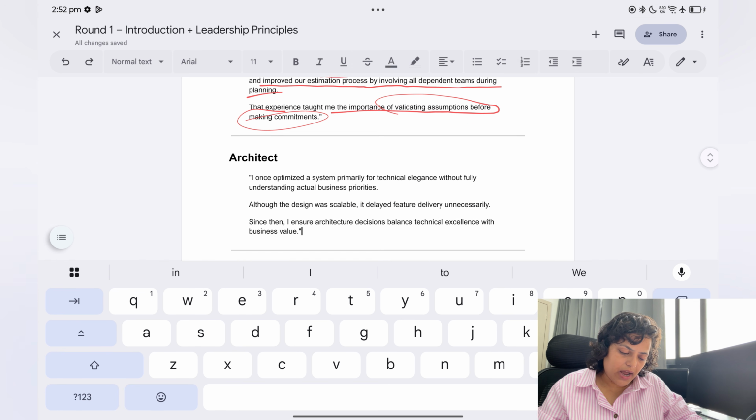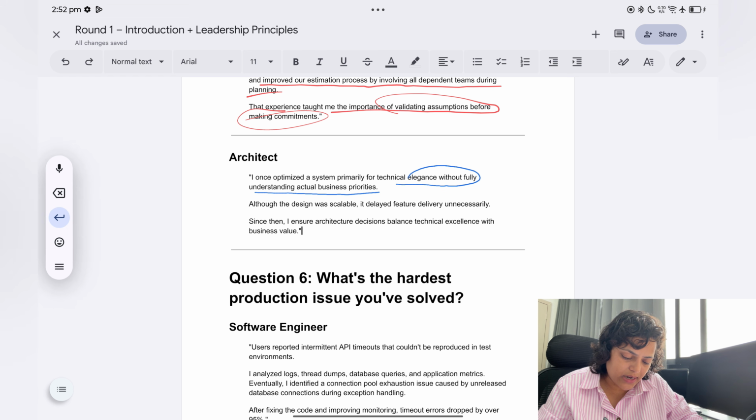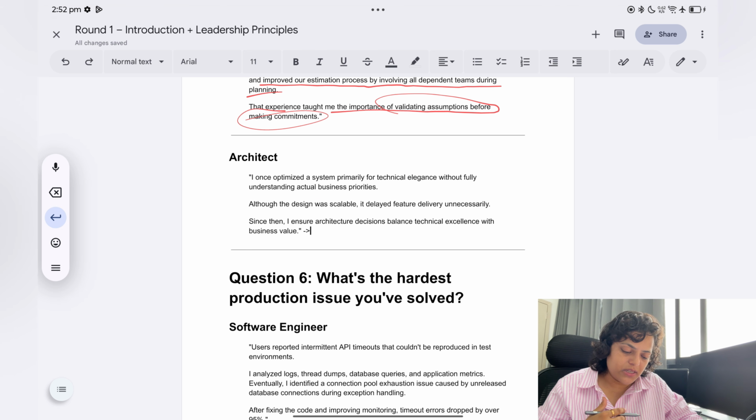Okay, so now what will the architect answer for this? The architect will answer that I once optimized a system primarily for technical elegance without fully understanding the actual business priorities. Okay, here he is talking about the business priorities. Although the design was scalable, it delayed feature delivery unnecessarily, because he had prioritized that task first. Since then, I ensure architectural decisions balance technical excellence with business value.